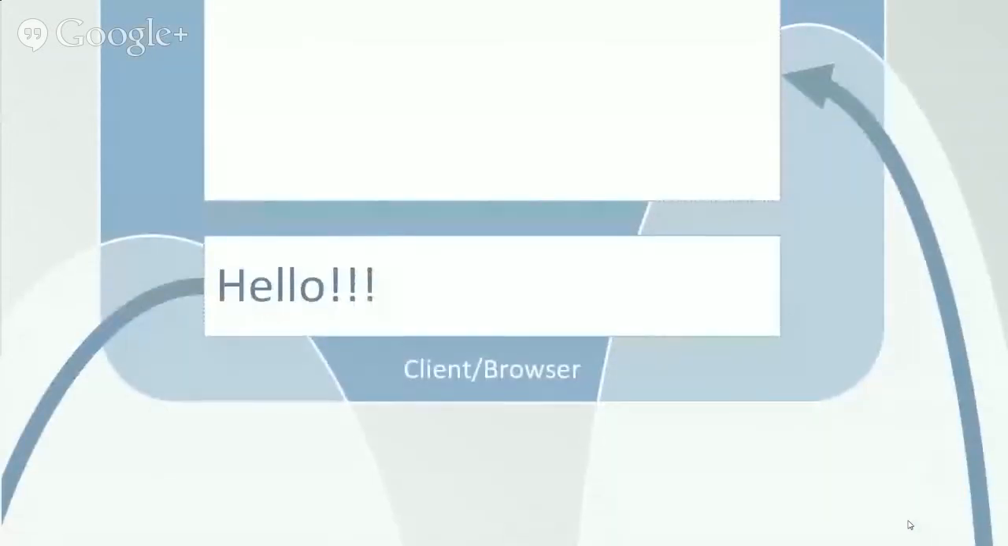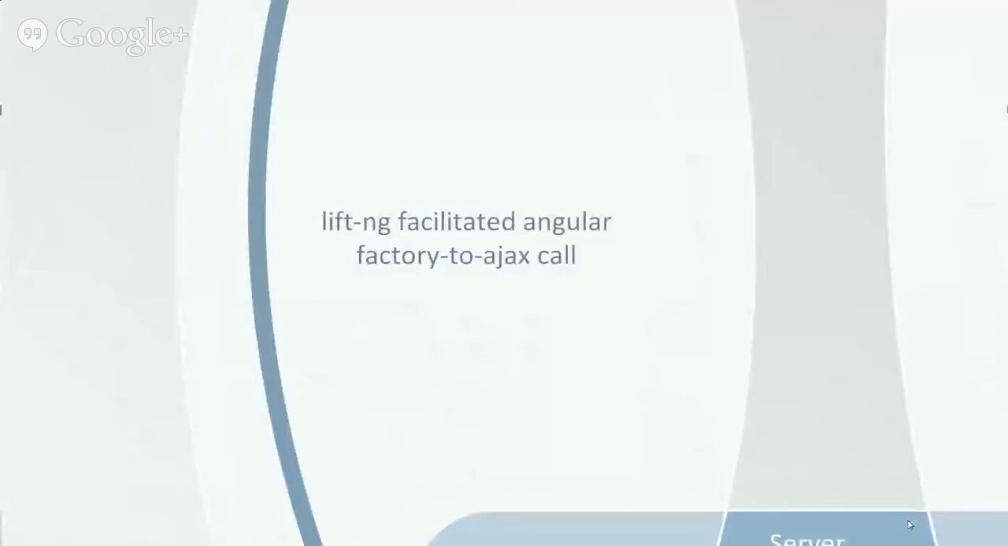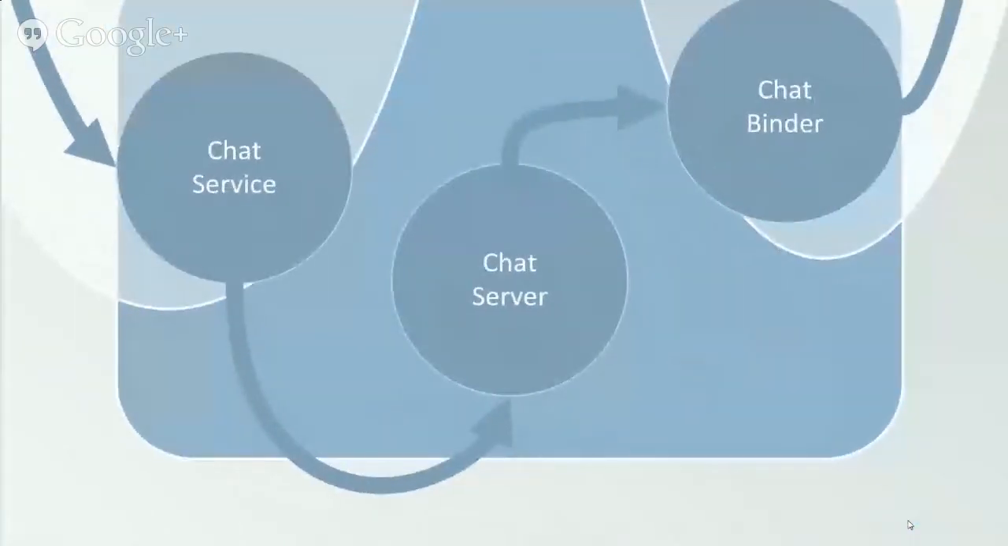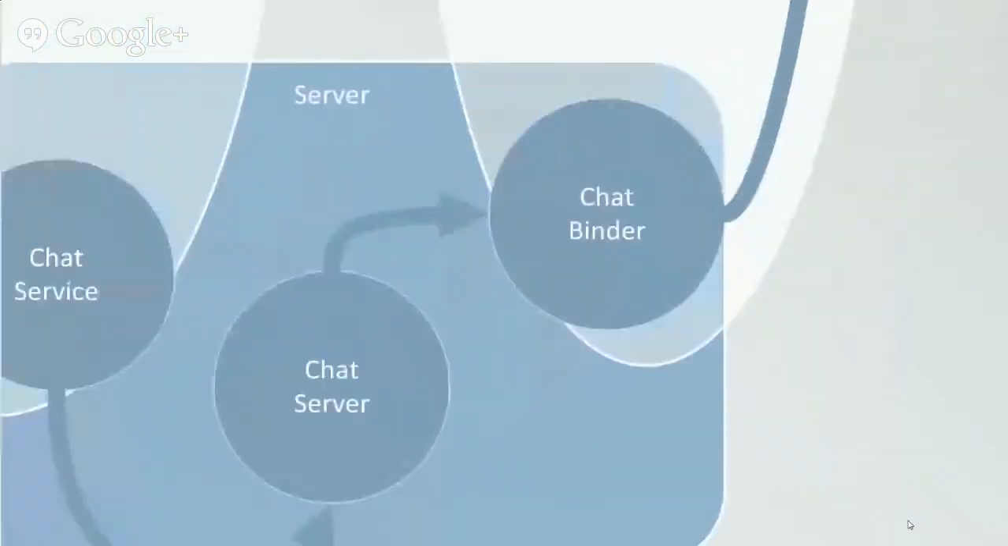Now I'm going to show you a little diagram of how it's going to work. We'll have a text box. We'll say hello or whatever in the client browser. That's going to go down by LiftNG facilitated Angular factory to an Ajax call. And on the server side, there will be a chat service, which is where, in the code, we would define that service, and we would do any of the server-side behavior there. And that's going to pass the message over to a chat server. This guy is just a singleton on the server, so anybody that's logged in to the web server that sends a chat message, it will come here and it'll aggregate it to a list, and it'll send that list to the chat binder.